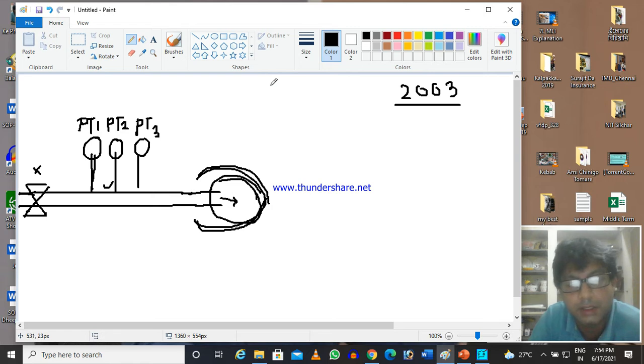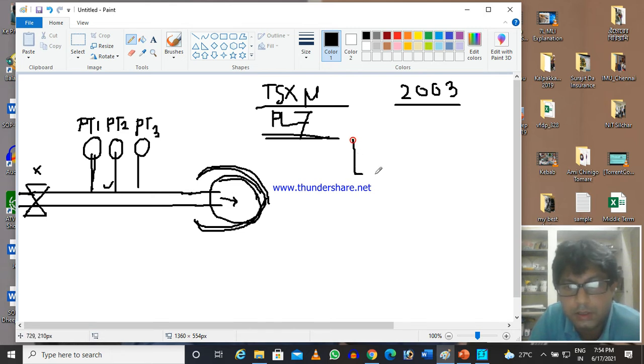At that time I remember I used TSX Micro PLC, a Schneider Modicon PLC, and PL7 was used for the ladder. So I'll share the logic and the code of how it is made. This is the functional block diagram.